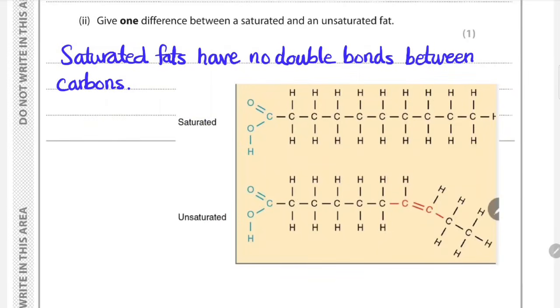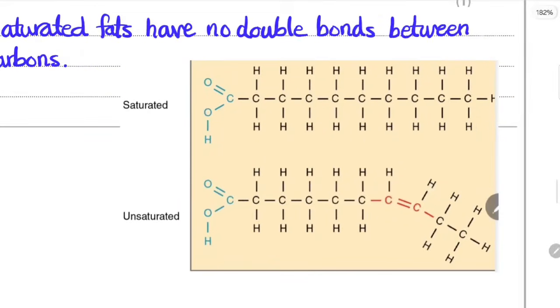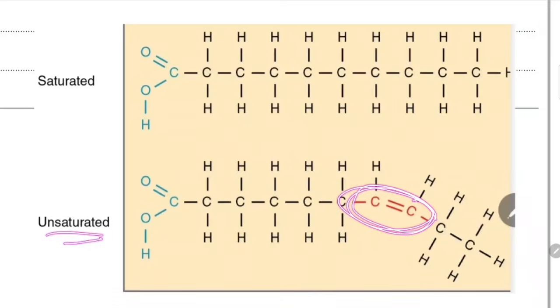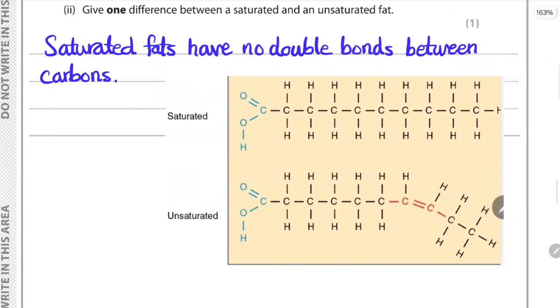Give one difference between a saturated and an unsaturated fat. We can simply say that the saturated have no double bonds. Here is an illustrative picture. If you forgot, the unsaturated has at least 1 double bond, while the saturated doesn't have any double bonds.